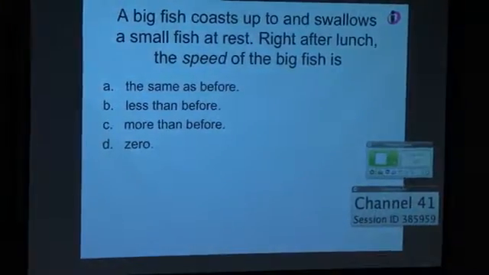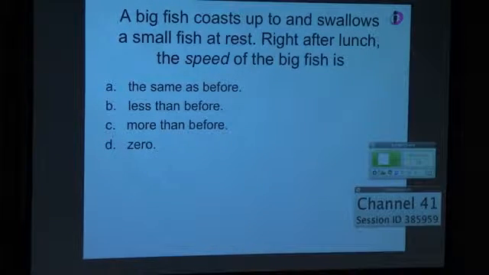Right after lunch, right after he eats the little fish, what type of collision is this? Inelastic, good, because they're together afterwards. The little fish is now part of the big fish.